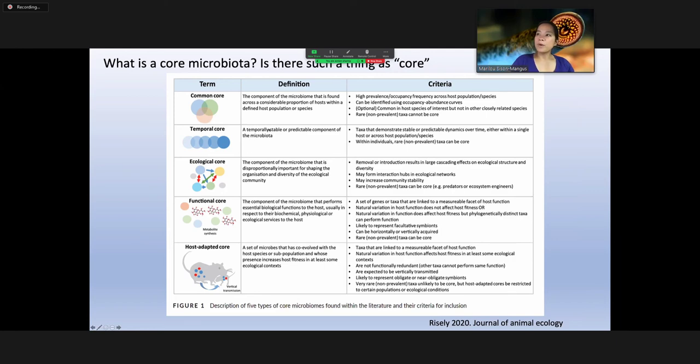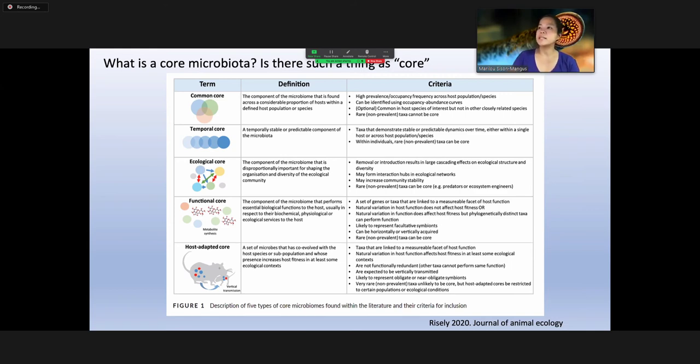what you call common core. And I'm not going to go through these definitions, but I want to point out and give you a perspective of this core. This core can change, so to speak. They could be temporal core. They are predictable components of the microbiome, and they are temporally stable. It means that they're always there every time, every date, every season, every time you change, normally we have change of season or month to month, weeks to weeks.